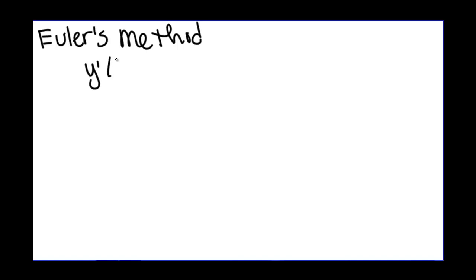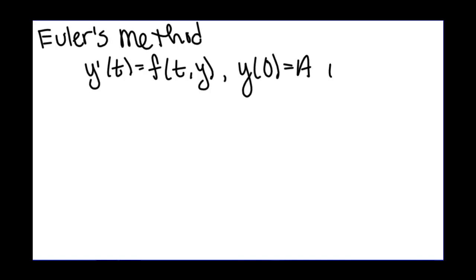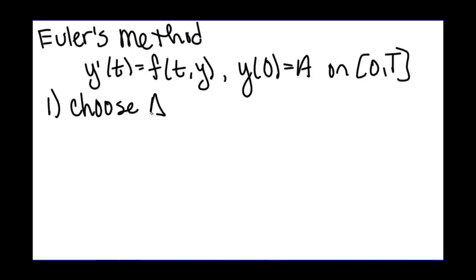We can write out the steps for our process, called Euler's method. We have y prime of t equals f of t, y, so our derivative is a function of t and y, and our initial condition, y of 0 equals a, on some interval 0 to T. Our first step is to choose our change in t, sometimes called a time step, or we choose a positive integer n for the number of segments we want to split 0 to T up into.